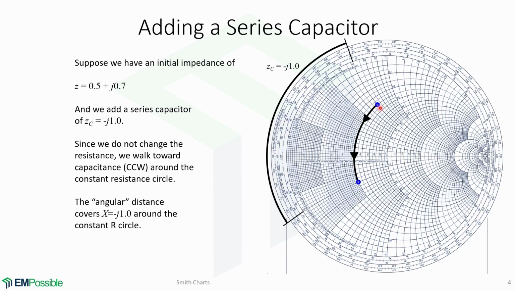This is where our initial impedance is located. When adding a capacitor, we do not change the resistance, so we walk towards capacitance, counterclockwise around the constant resistance circle. This angular distance covers minus j1 along the constant resistance circle. And this is how you add a series capacitor.